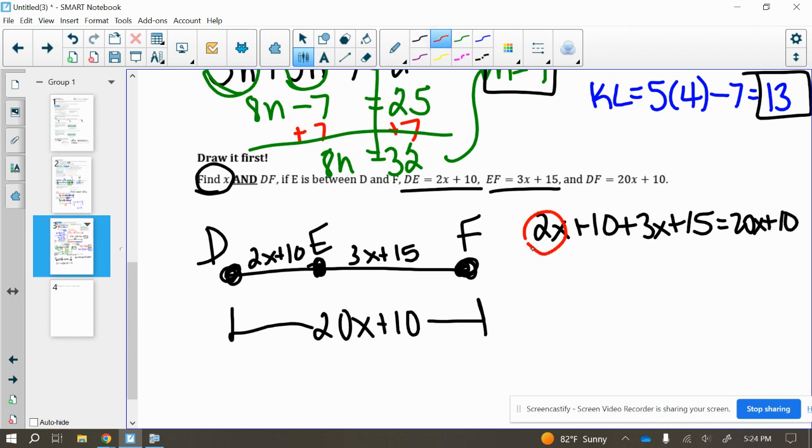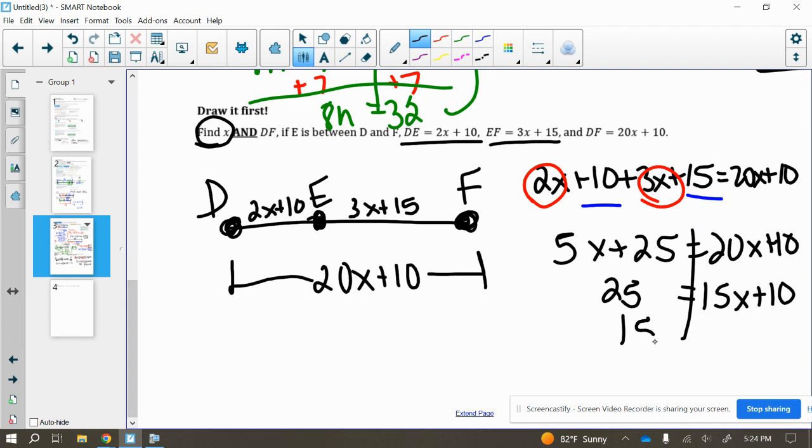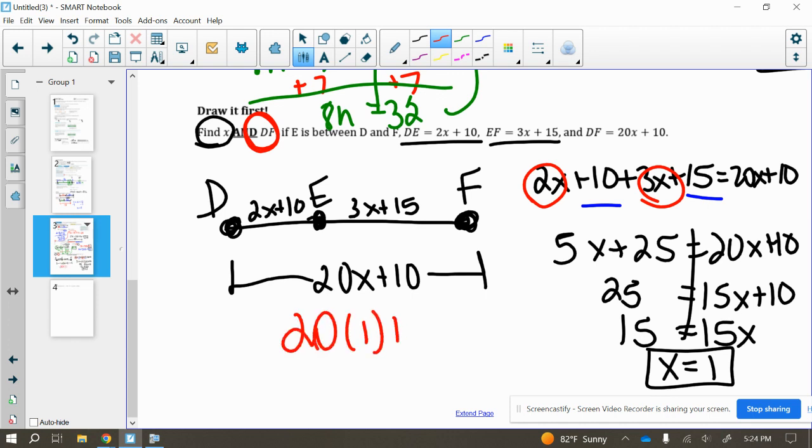When we condense things down and simplify, we end up with 5x plus 25 equals 20x plus 10. Move across that equal sign the 5x. Move across that equal sign the 10. And finally, we get x to equal 1. Also plug back into DF. This time you should have gotten 20 times 1, plus 10, to be 30.